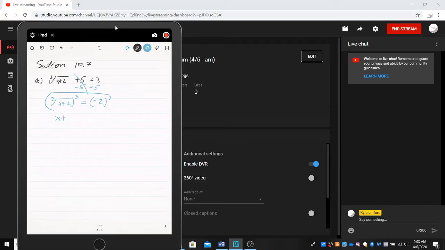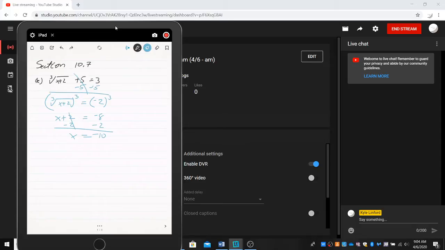We end up with x plus 2 equaling, now keep in mind, we have to be careful with the sign here, negative 2 cubed is in fact negative 8. And then this is actually fairly easy to solve. Just subtract 2 again from both sides, and we end up with x equals negative 10. Now here, all we're doing really is isolating the radical. And then once we have the radical isolated, we raise both sides to a power. That power is, in fact, the index. So we raise both sides to a power to get rid of that root.